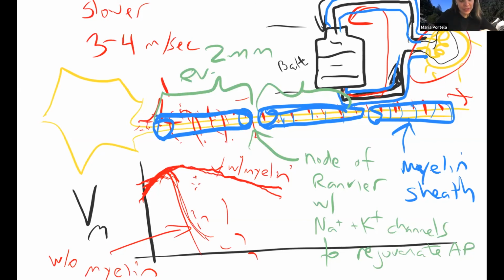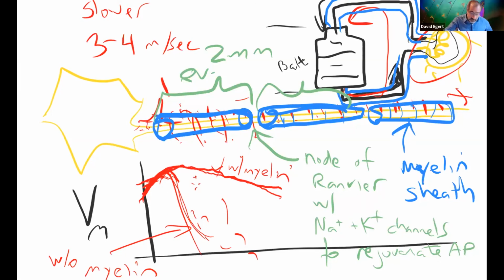Professor, one question. In the axons that have no myelin, the action potential is slow because it goes from channel to channel. So channels open, close, open, close, open, close. Correct. Through the whole axon. That's why it's slow. Right. Okay, thank you.